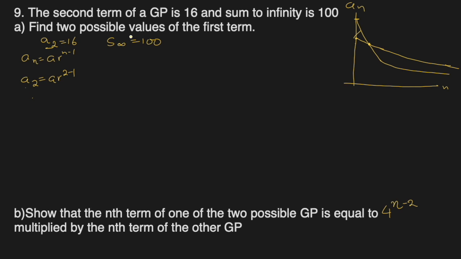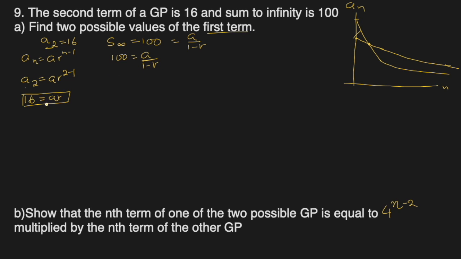So A2 is how much? 16, equal to AR. This is our first equation through this information. S infinity, which is 100, equal to, the formula for S infinity is A over 1 minus R. So find the two possible values of first term, that means A. Yeah, A is the first term.